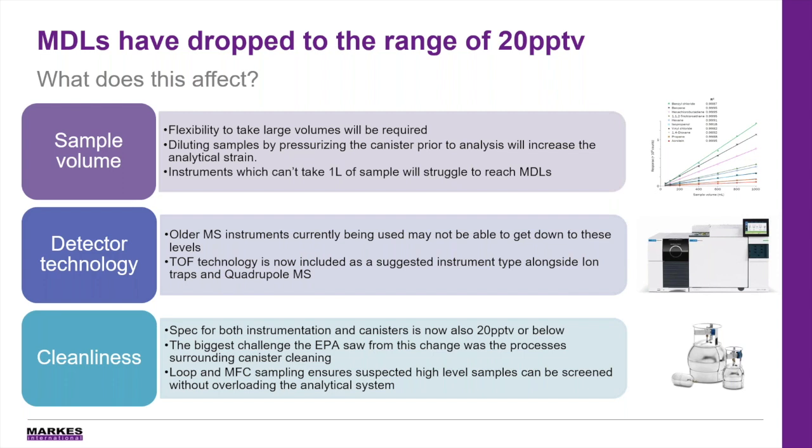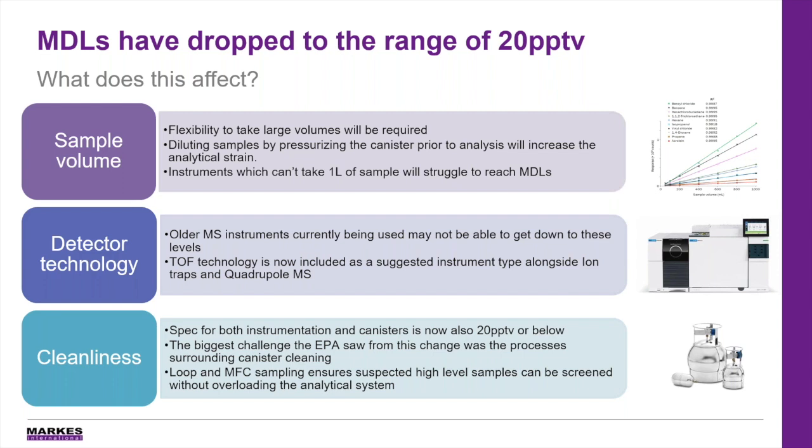Now, in terms of the instrumentation, if we do come into contact with a suspected high-level sample, it is possible to screen canisters using loop sampling, where you inject a very small amount of that sample into the instrument, so you don't risk overloading the analytical system, be it the GC column, the MS, or even the TD.